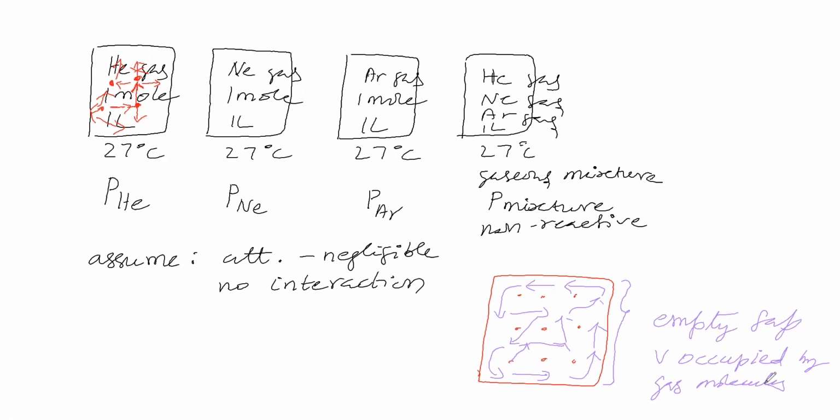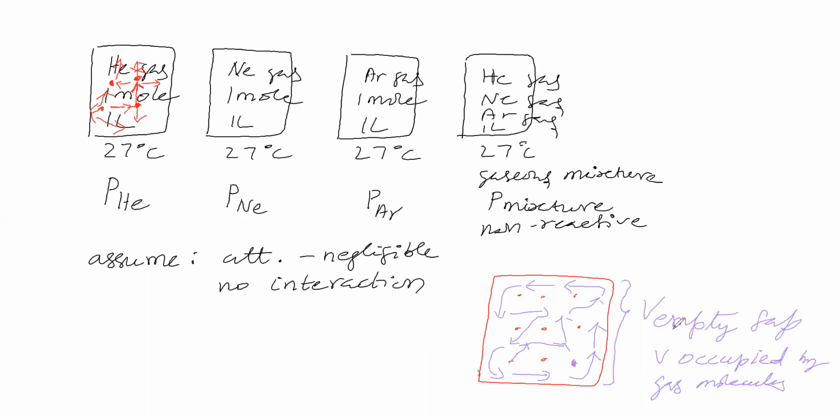Volume occupied by gas molecules means what? This is the volume which is occupied by a gas molecule. That is called volume occupied by gas molecules. Now, volume occupied by gaseous molecules and volume of empty space: do both remain the same or are they different? Both are different. That means we cannot say they are the same.